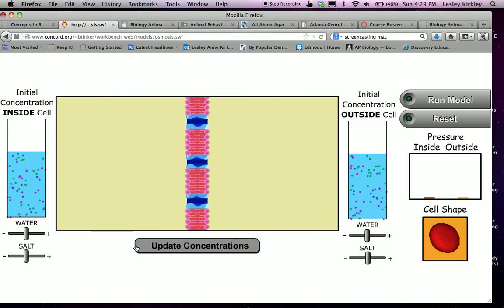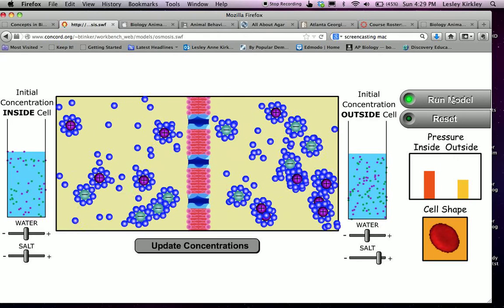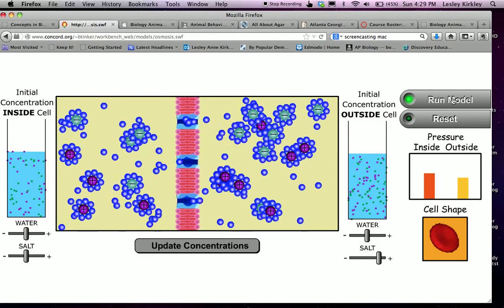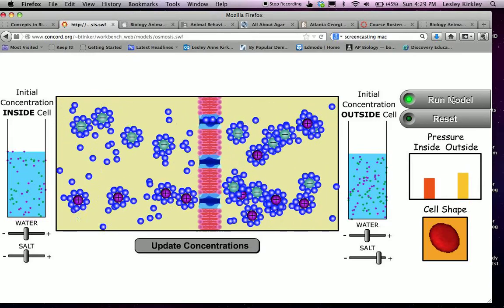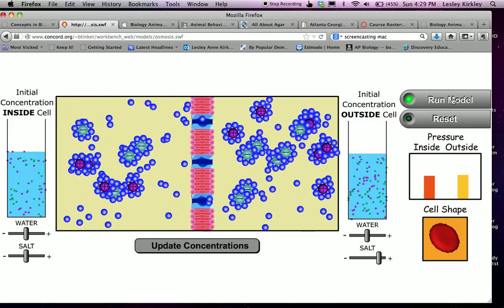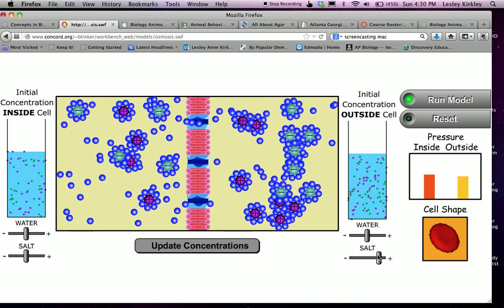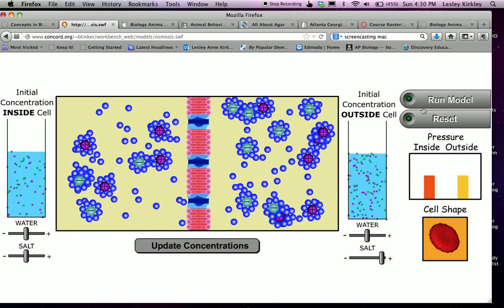Okay, so now I'm going to reset the model, and I am going to increase the amount of salt on the outside. And we're going to go ahead and update. So let's go ahead and increase that even more. And we're going to update the concentrations and run.